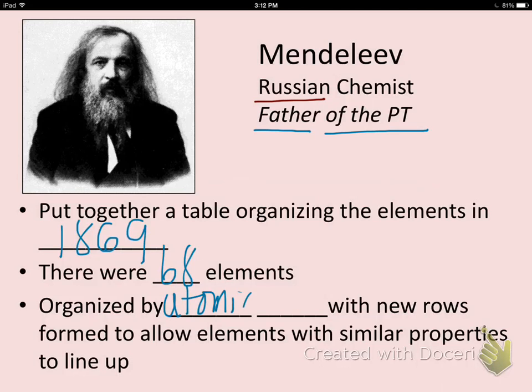In some cases, he made some slight adjustments where he would flip around two things that had weights that when put in order did not cause the properties to line up. Okay? So he did this so that the properties, once he laid out his table, so that the properties vertically in these groups would line up.